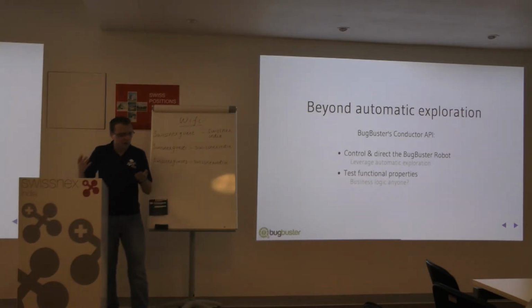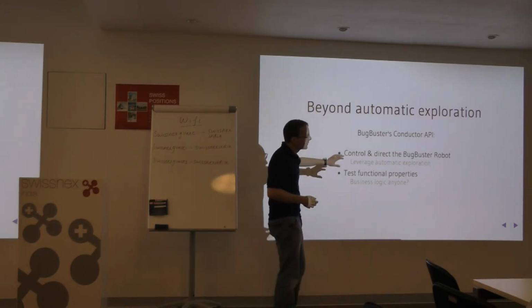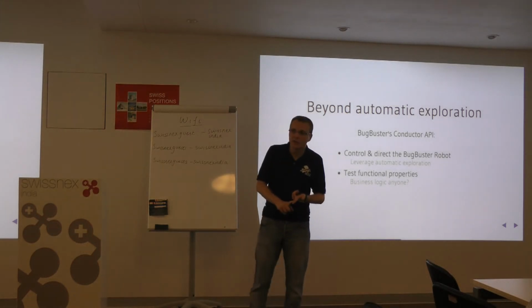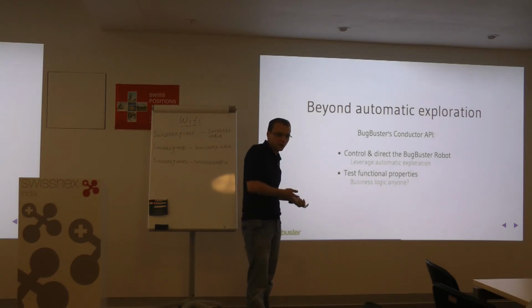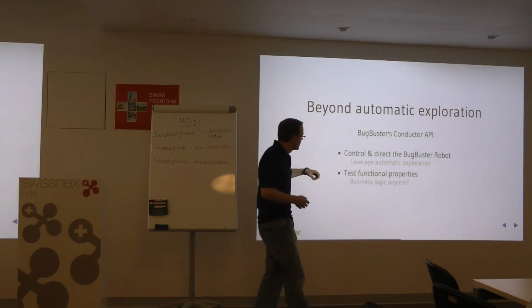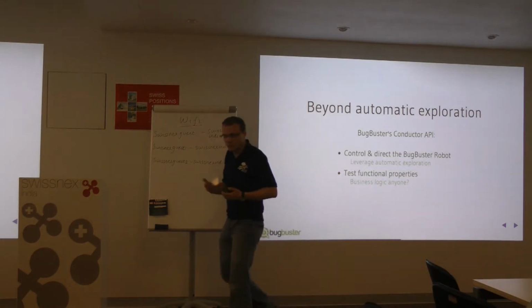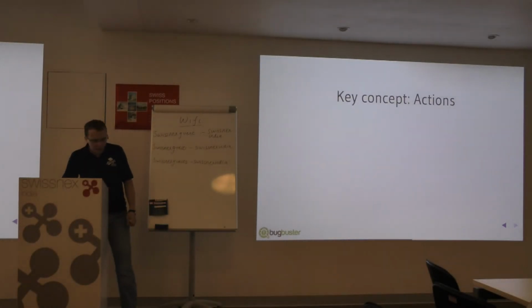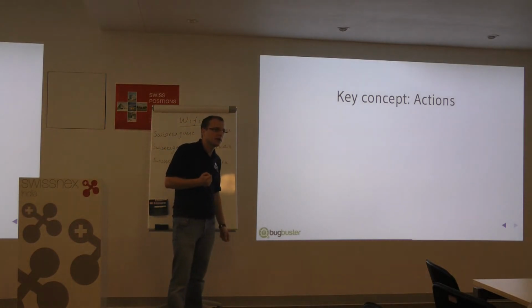And of course, you can do functional testing. The robot will give you technical testing for free. So if you have HTTP problems, if you have JavaScript errors, exceptions, this will be reported for you as a bug. If you have functional business logic problems, then you have to anchor them in a way, and I will show you how. So to do so, I want to introduce three main concepts of the API.